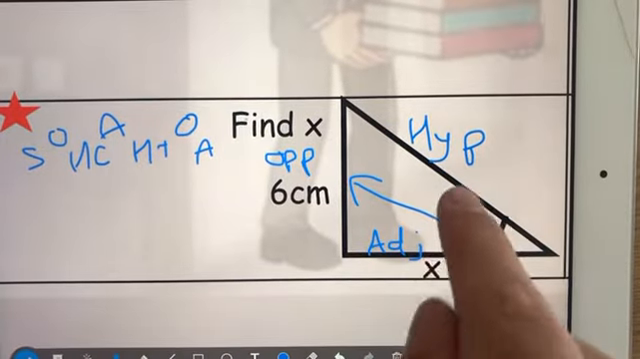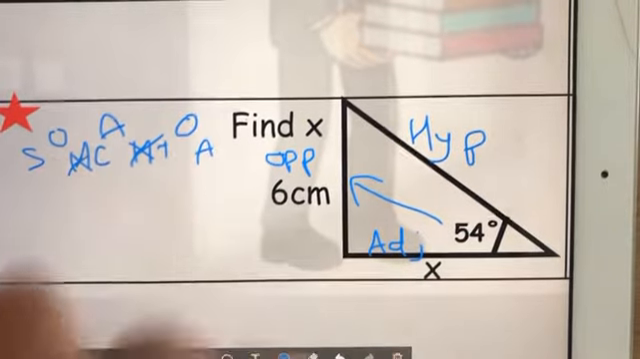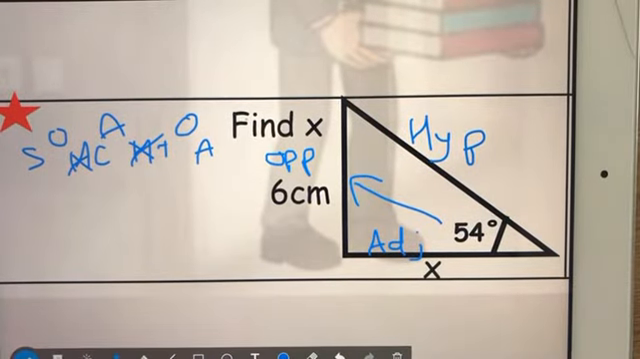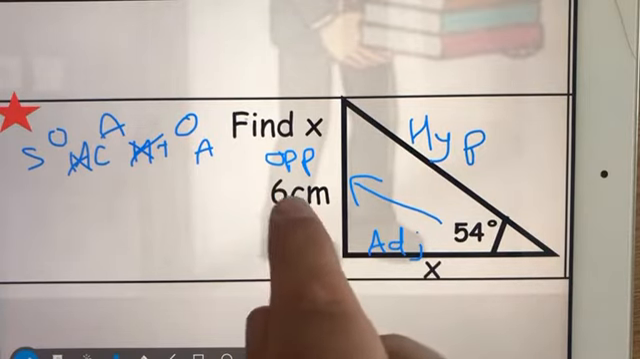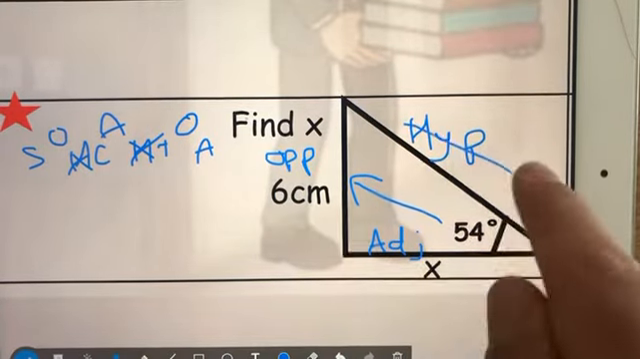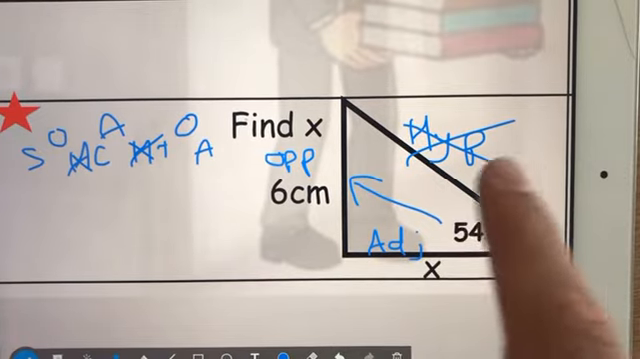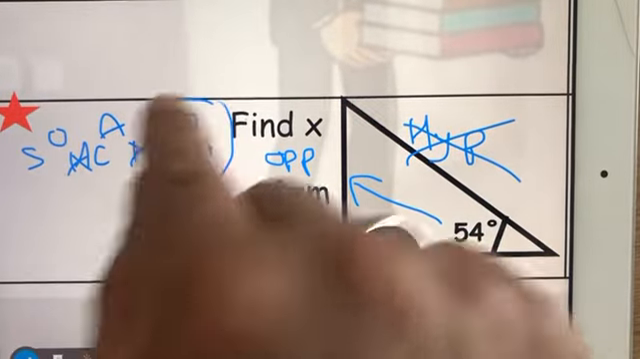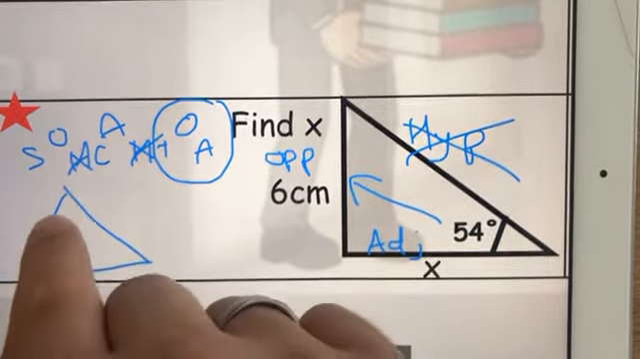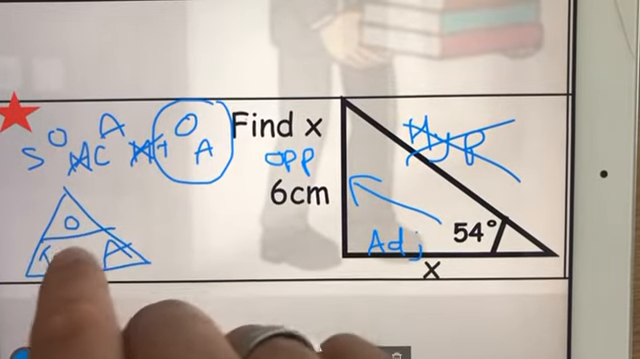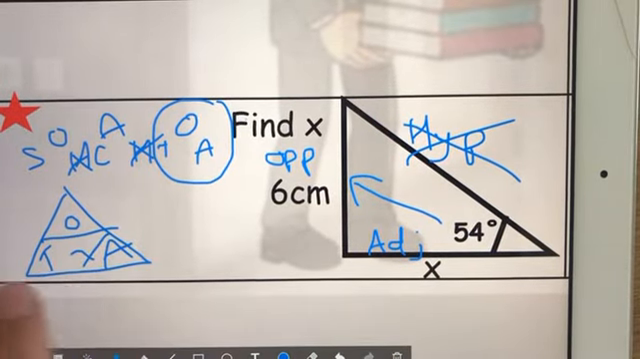Okay, I want to get rid of the hypotenuse. So I'm going to get rid of that on both sides. Because opposite has got 6, adjacent has got x, I don't need this side. So you get rid of the one you don't need. I'm left with TOA, so I'm going to be using my tan triangle.